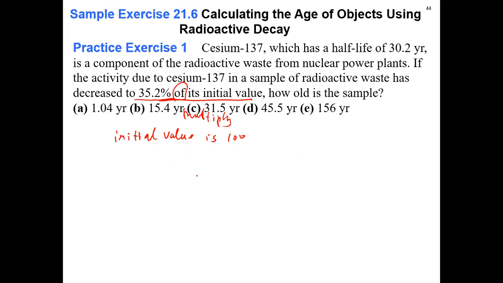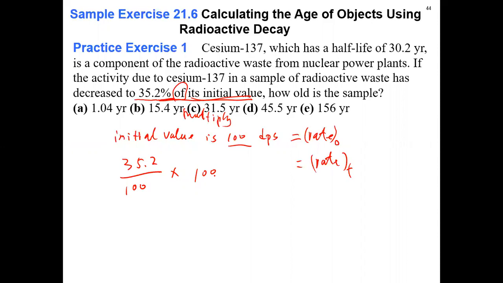Let's say the initial DPS, disintegrations per second, will be the rate zero. Let's say rate zero is the initial. And then what will be the rate t, today? By this keyword "of", you just take 35.2 divided by 100 times the initial, and if we assume 100, then 0.352 times 100 equals 35.2. So that equals rate t.